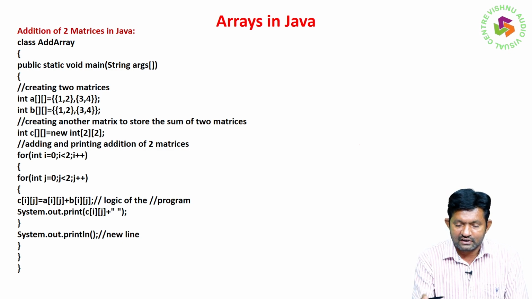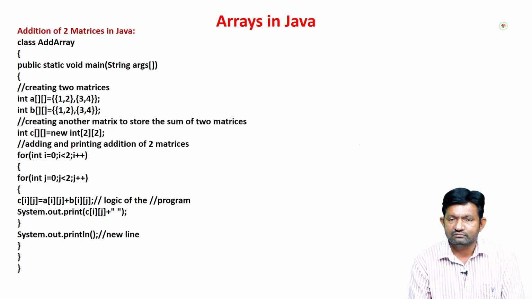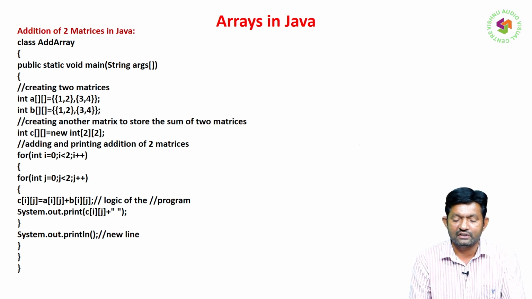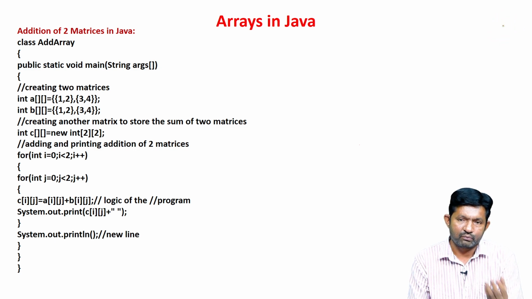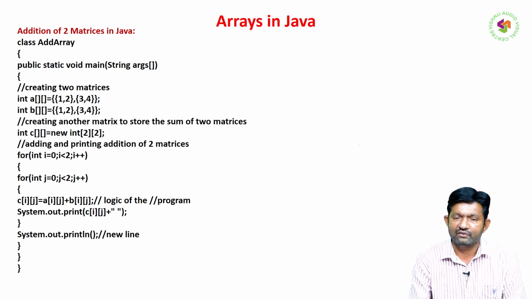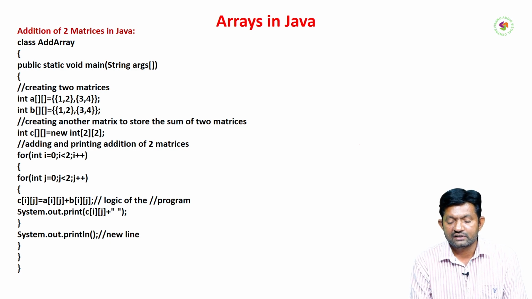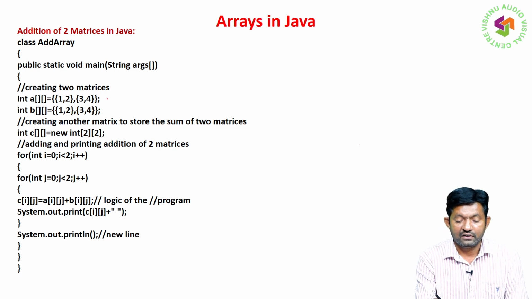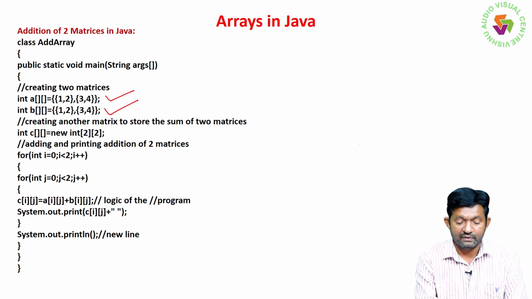In this example I am explaining only 2 by 2. Later we will change the values to 3 by 3, 3 by 4, 4 by 4 or 5 by 5. It depends on your requirement. But here I am demonstrating only size 2 by 2. Adding and printing the addition of two matrices. Here we initialize the A matrix and the B matrix, and the C matrix is created, but we don't know the result.